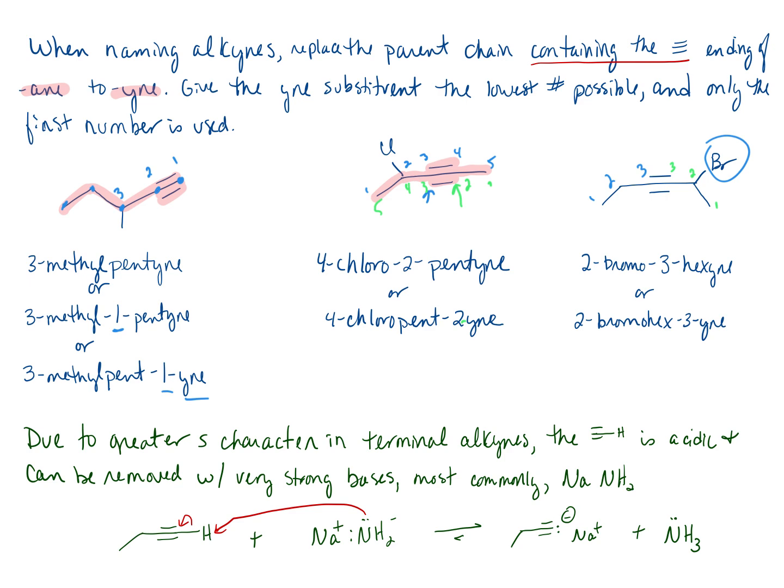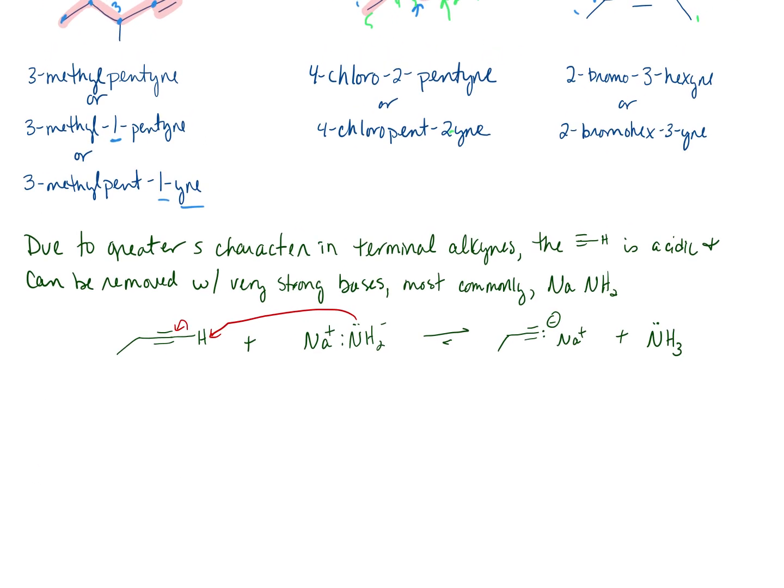Due to the fact that we have greater s character in the carbons that have a triple bond, this hydrogen, if you've got a terminal alkyne, is more acidic. Its pKa is about 25. So it's not incredibly acidic, but it is a little bit acidic, which means that if you add a really strong base, like the one we use most often, NaNH2, then NaNH2 will grab that hydrogen on the end, and you'll end up making a negative charge right there.